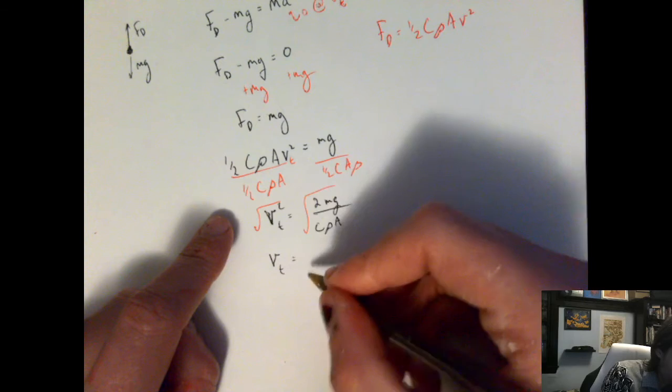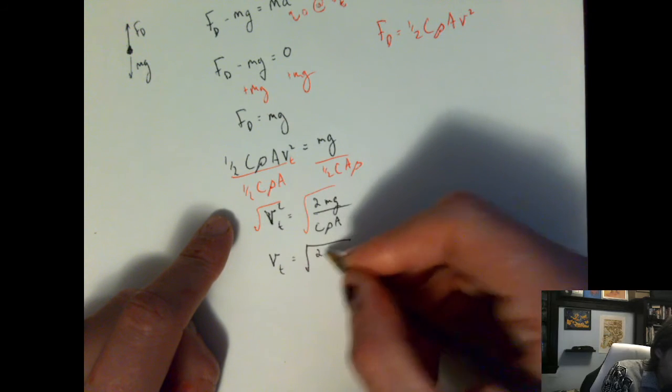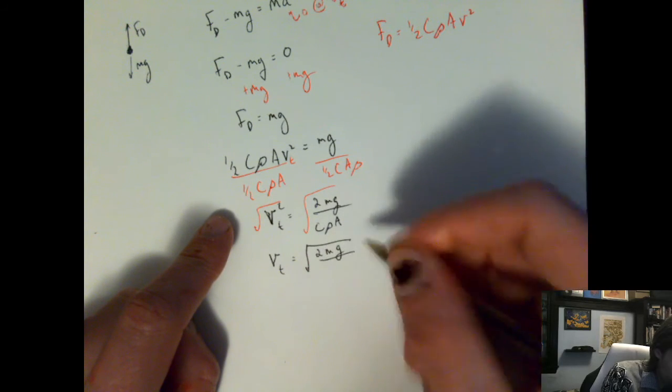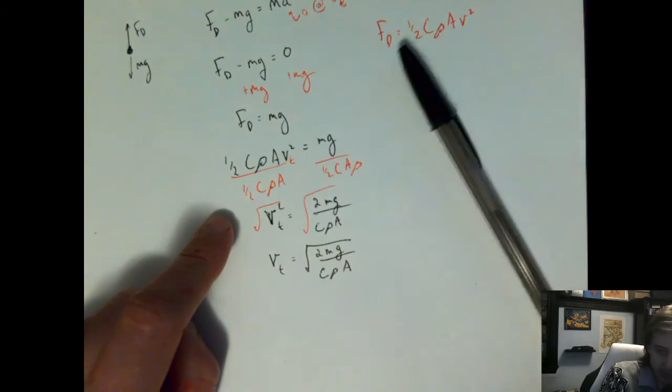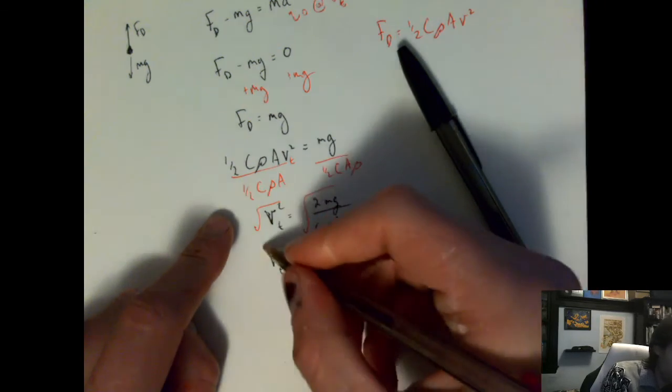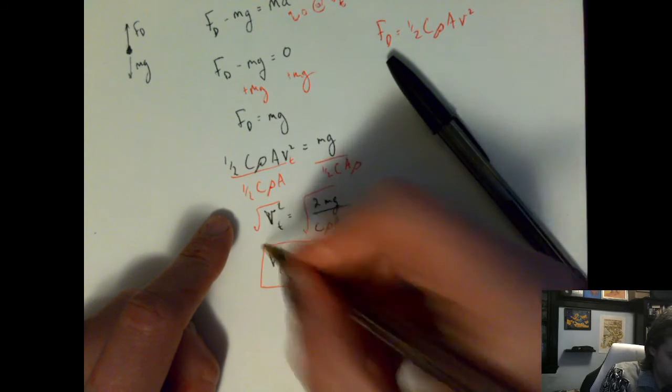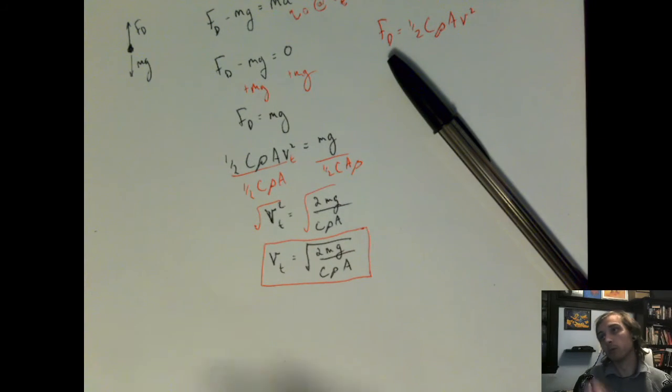So this part of it hopefully wasn't too bad. It's mostly just algebra, but the big thing, again, is that you conceptually need to know that the reason it's terminal velocity is because that's when your force of air resistance is equal to your force of gravity, so they balance out.